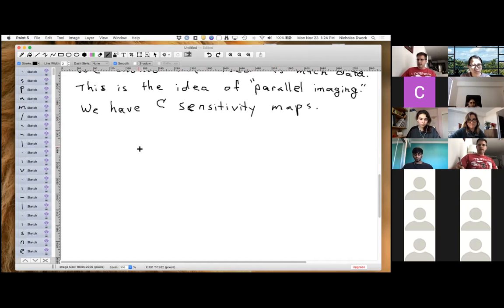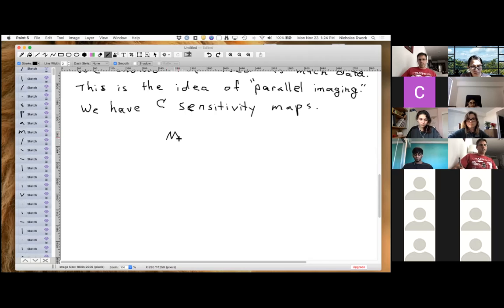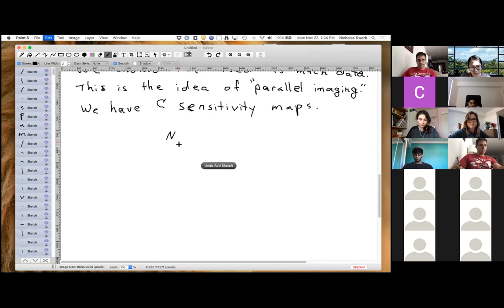And so what is the model, right? We have our image, M. Well, I'll just call it M from now on. And in fact, because I'm lazy, I'm going to call it little m. This is our image, okay? And what happens to this image? Well, this sensitivity map gets imposed, right?